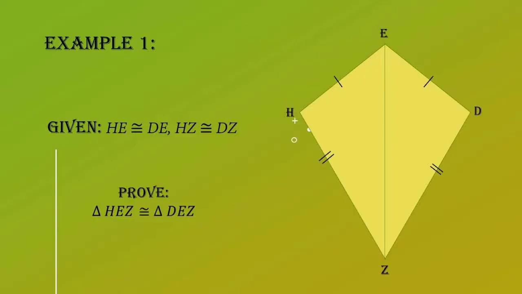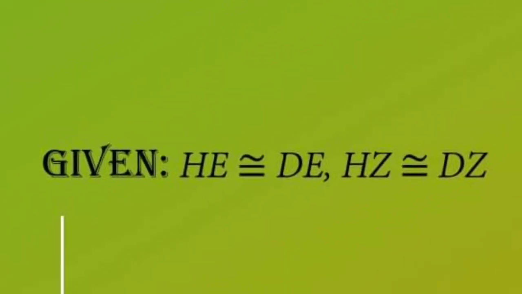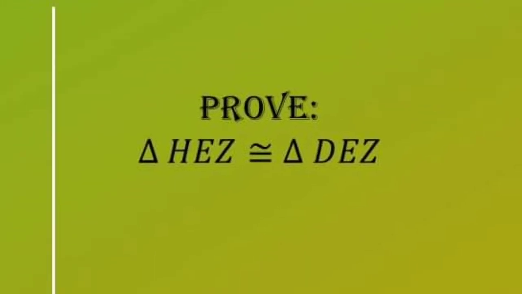Let's have our example number 1, given this kite figure. In this figure, we have two triangles, triangle HEZ and triangle DEZ, with some markings on the sides. So we have the given HE is congruent to DE and HZ is congruent to DZ. We have to prove that triangle HEZ is congruent to triangle DEZ.